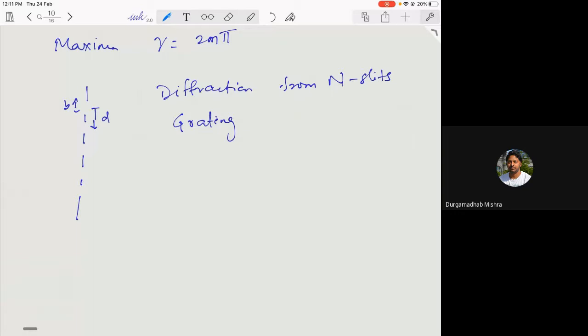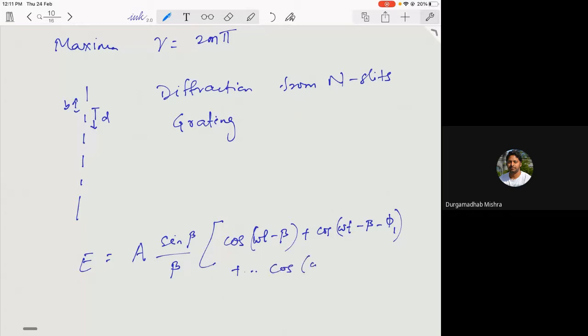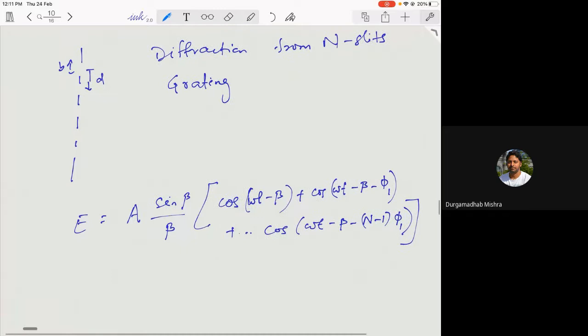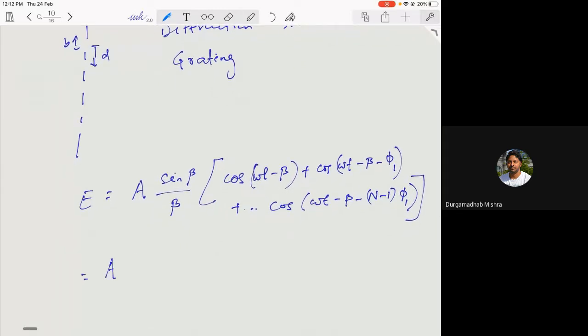In that case, your electric field will again have sine beta by beta. For the first slit, this is cos omega t minus beta. For the second slit, it will be minus beta minus phi 1. And for the nth slit, it will be minus beta minus n minus 1 phi 1. Now if you again simplify this trigonometric function, you will obtain the relation sine n gamma by sine gamma into cosine omega t minus beta minus half n minus 1 phi 1.